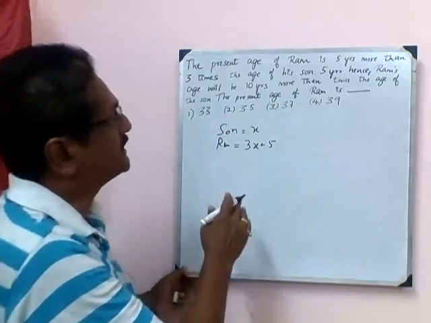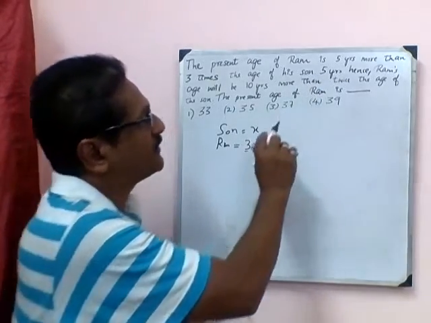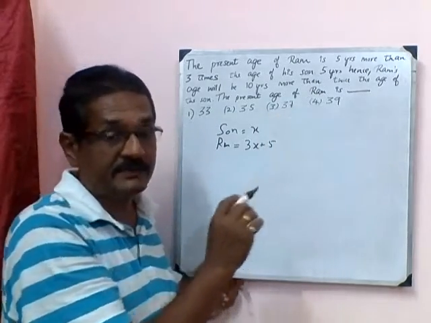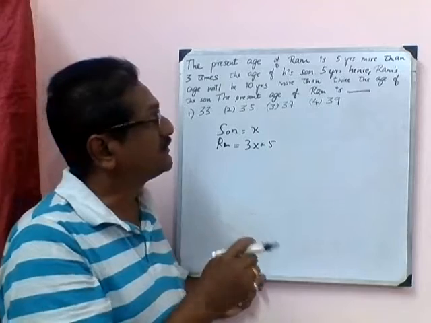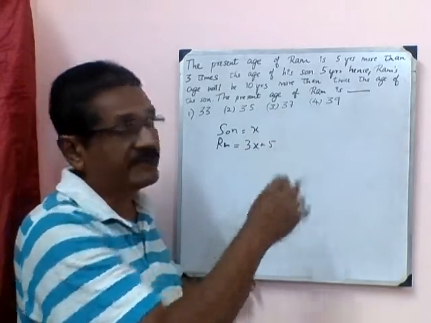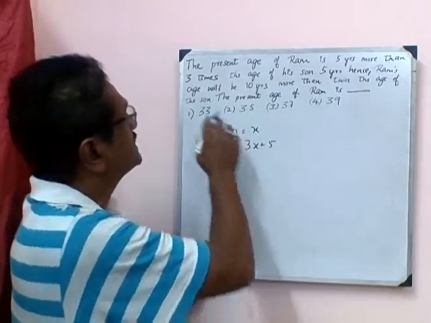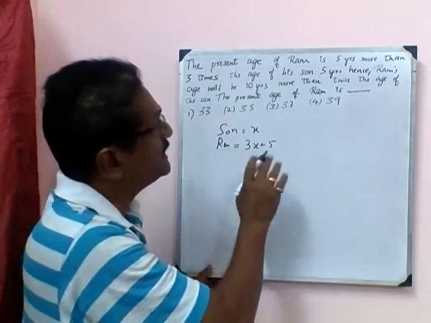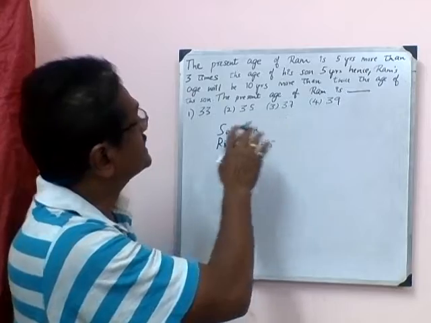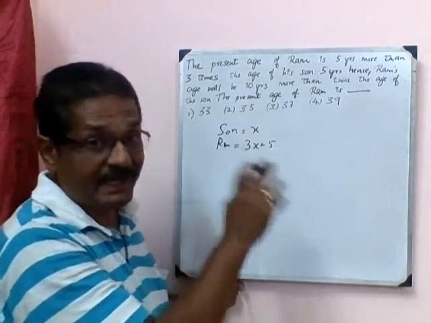Another point is given. Let us go into the next point. 5 years hence. Listen here carefully. Whenever they say hence, it means it is in the future tense. So 5 years hence means after 5 years what is going to happen? After 5 years, Ram's age will be 10 years more than twice the age of his son at that point of time.